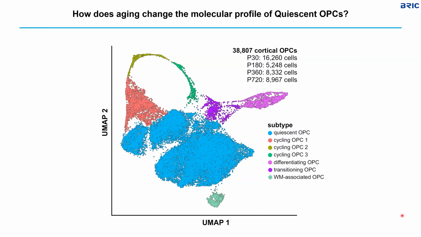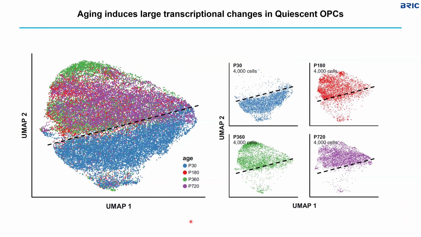And now I want to turn our focus to the biggest population of cells we have in the data set, which are the quiescent OPCs. So I wanted to understand what are the aging-associated changes that occur in this large population of OPCs, which we call quiescent. So at a first glance, what you can notice is that there is this dramatic separation between the OPCs isolated from P30 versus all other age groups.